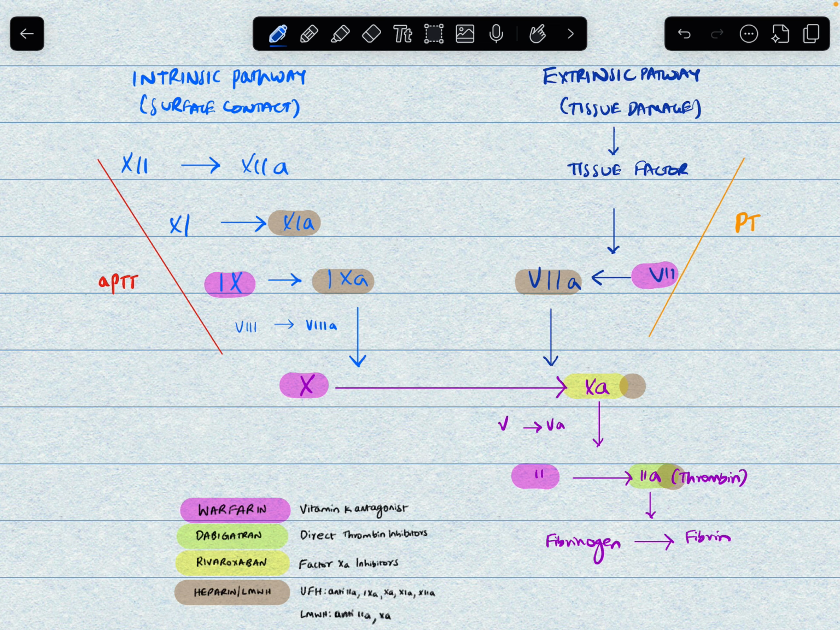Unfractionated heparin has properties of anti-factor 2A, 9A, 10A, 11A and 12A. Whereas low molecular weight heparin has higher inhibitory properties of factor 2A and 10A in comparison with unfractionated heparin.